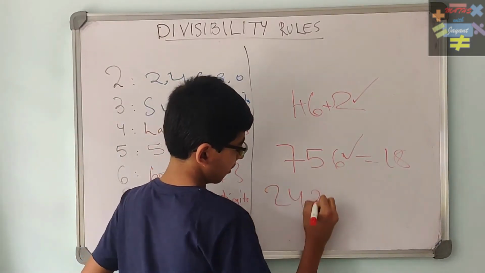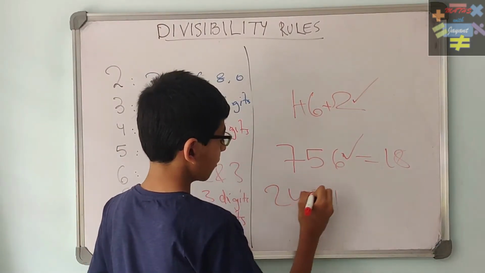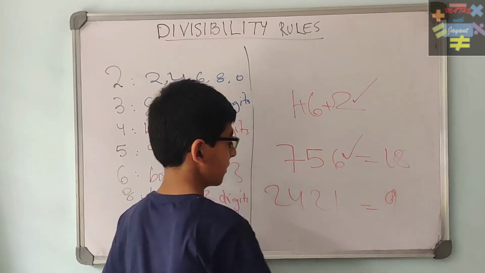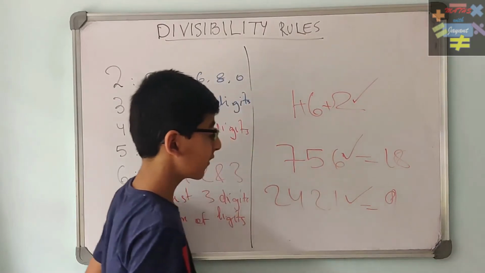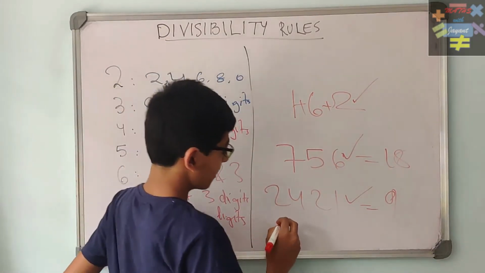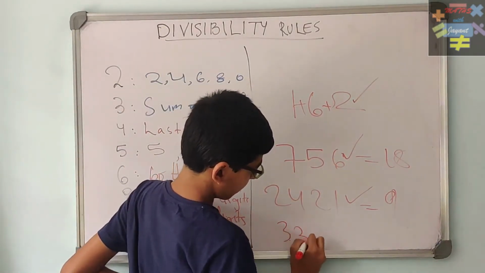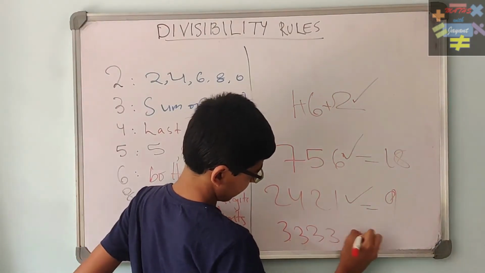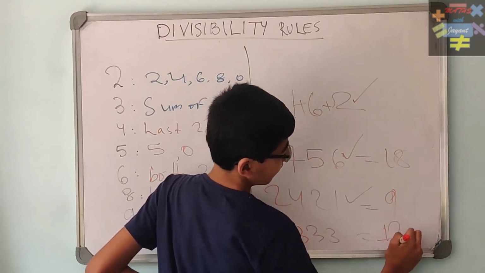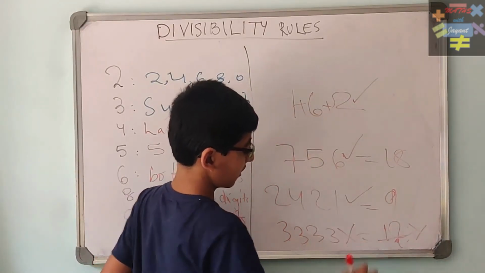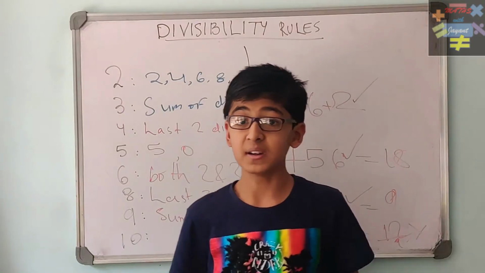Now 2421. 2 plus 4, 6 plus 2, 8 plus 1, 9. As this 9 is perfectly divisible by 9, 2421 is also perfectly divisible by 9. So now if our number is 3333. 3 plus 3, 6 plus 3, 9 plus 3, 12. 12 is not perfectly divisible by 9. So even this is not perfectly divisible by 9.